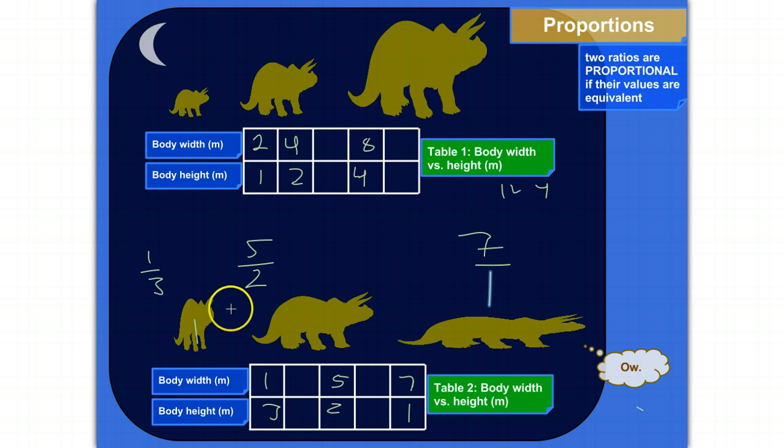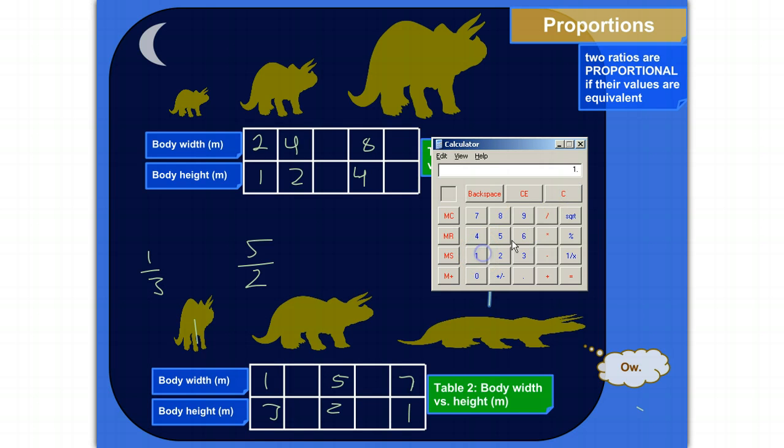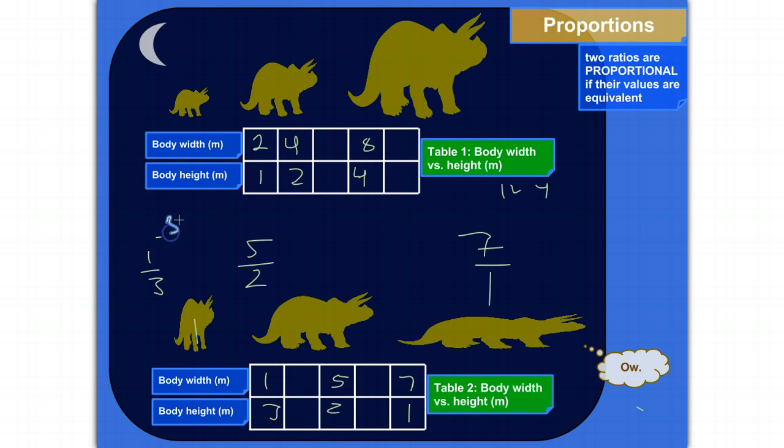Okay, so the question is, are these ratios proportional to each other? You can already see in the pictures, they're not proportional. But let's prove it. So you can find the decimal equivalent of these fractions. Let's just do that. 1 divided by 3 is 0.33.